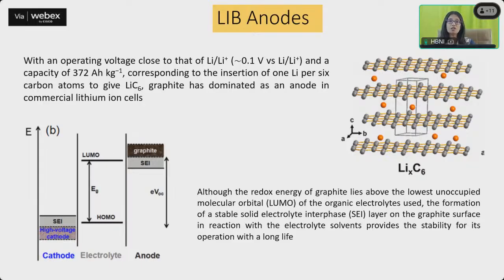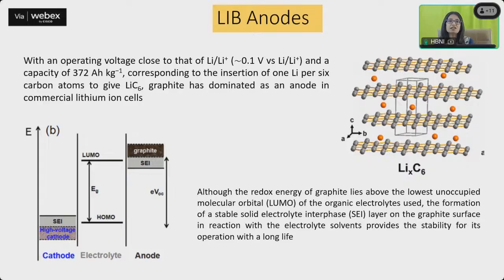But what is the problem? The problem is, as I mentioned before, that it's very difficult to stop dendrite formation, and that gives rise to a lot of safety concerns, because if there is dendrite formation, it's going to perforate your separator. There's going to be a short circuit, because from the anode this dendrite is going to form and come and touch the cathode material, and then obviously if there's a short circuit, your battery doesn't work.